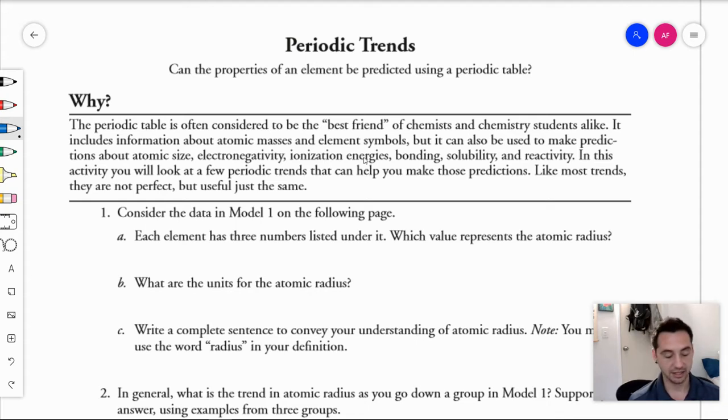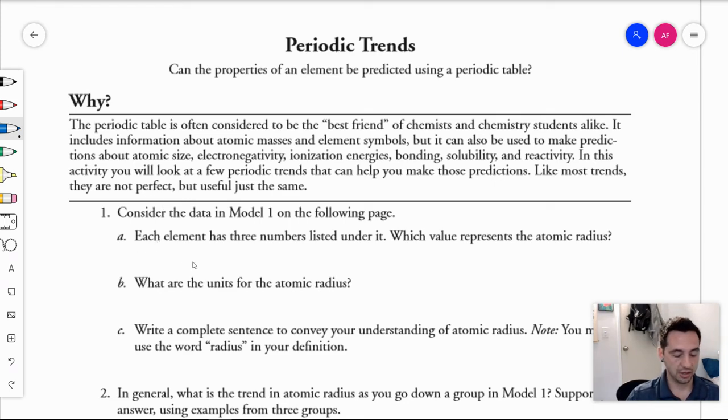So as I said, we're going to talk about atomic size, electronegativity, ionization energy. From those three things, we can actually find out about bonding, solubility, and reactivity. Okay, we're not talking about those specifically today, but from these periodic trends, you can determine a lot. So you can determine a lot about those other things. Okay, so now we're looking at the questions here.